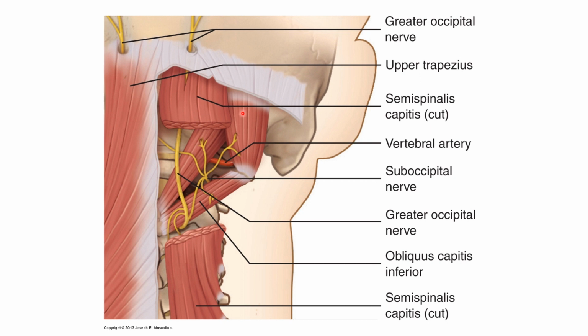Okay, your suboccipital muscles are comprised of 4 muscles. Also visualized here will be the vertebral artery, suboccipital nerve, which is dorsal rami of C1, and the greater occipital nerve, which is dorsal rami of C2.